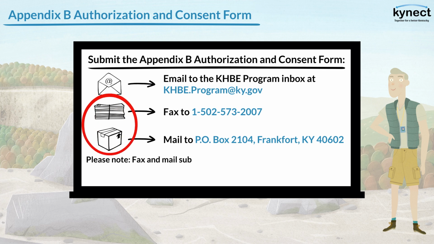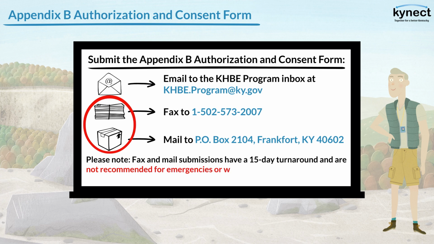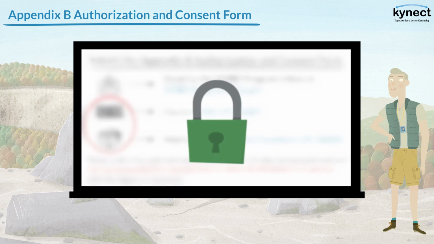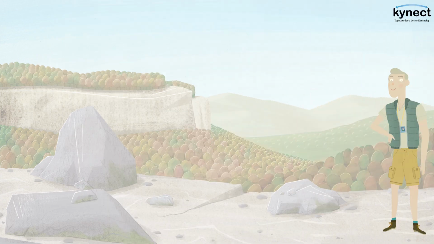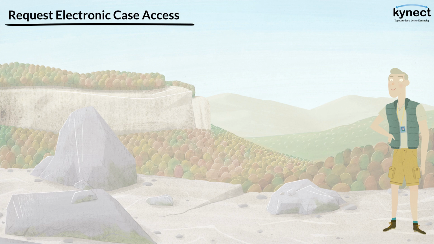Please note, fax and mail submissions have a 15-day turnaround and are not recommended for emergencies or when the resident is in person with the agent or connector. Once the Appendix B authorization and consent form is reviewed, case access will be granted to the agent or connector. Next, agents and connectors may request electronic case access through their respective dashboards.